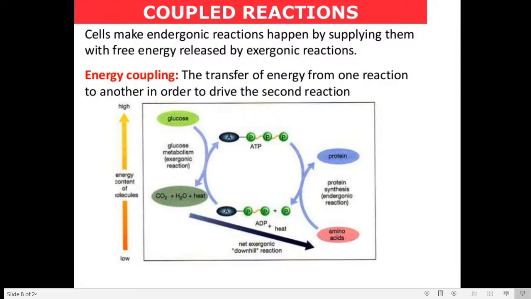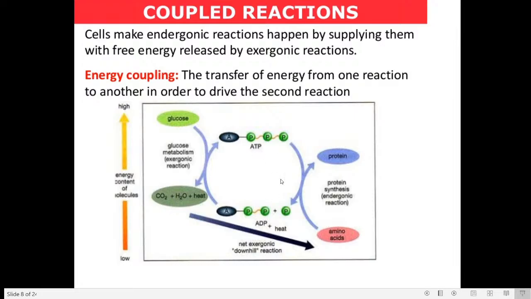So one reaction finishes in one pathway, producing some energy, and that energy is utilized by the next pathway. Here you can see glucose is converted into CO2, H2O and heat. This is glucose metabolism, which is the exergonic reaction. The glucose releases CO2, H2O and heat, and produces ATP. In this reaction we are releasing ATP.